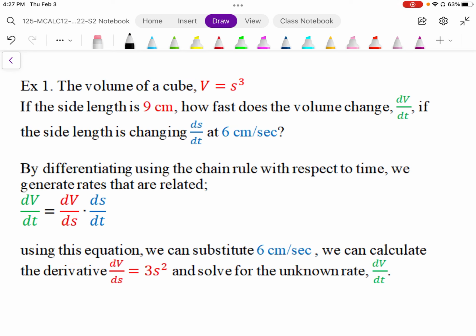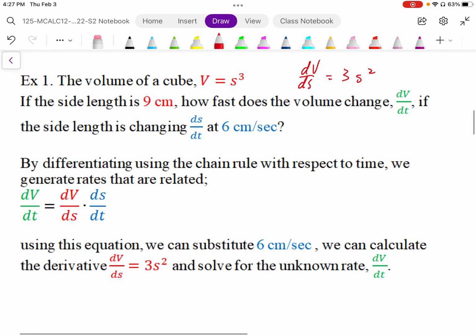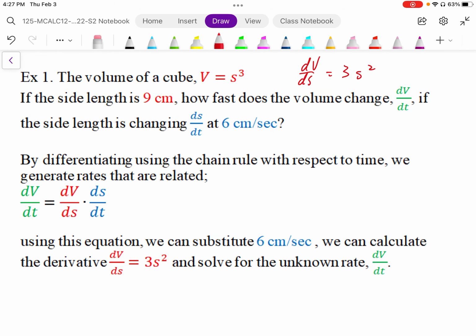And I want you to notice something here. If I just differentiate V, I would just end up with dV by ds, which is 3s squared. Well, that's true, but that's not actually finding out the rate of change with respect to time. It's finding out the rate of change of volume with respect to the side length. So we need to do something slightly different. Now, we want to introduce this factor of time, which does not show up in the original formula.